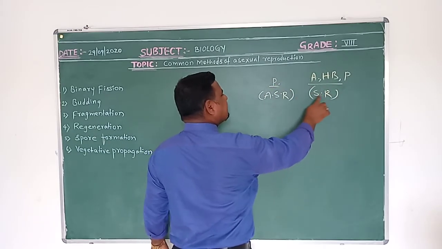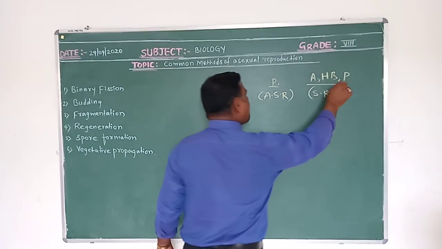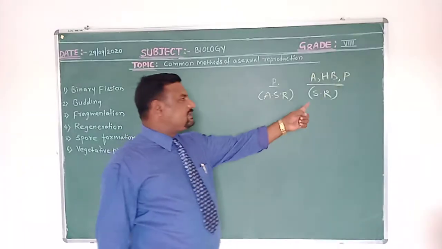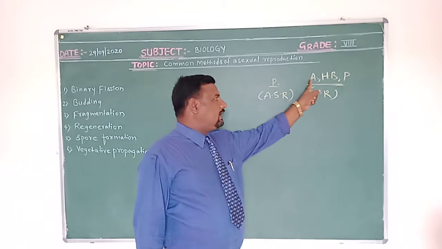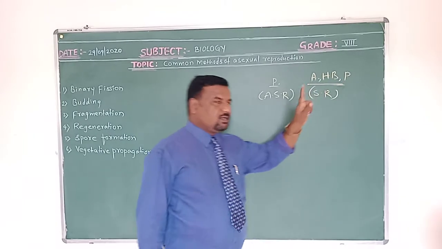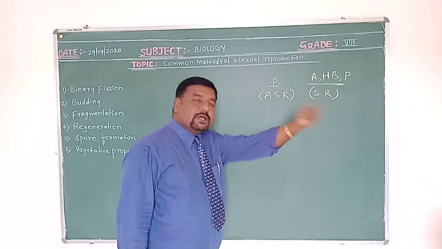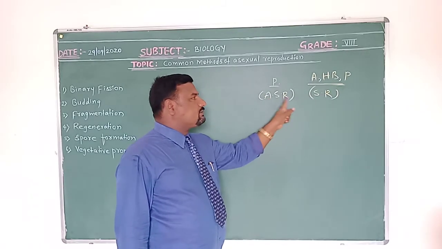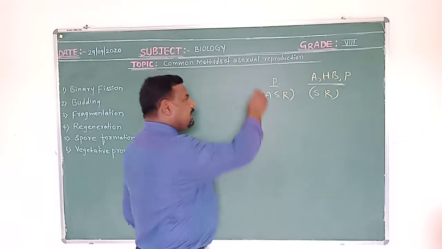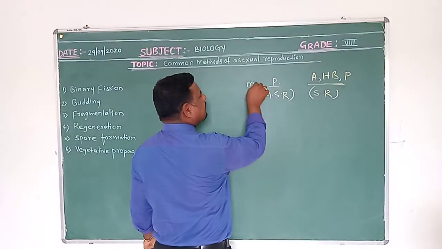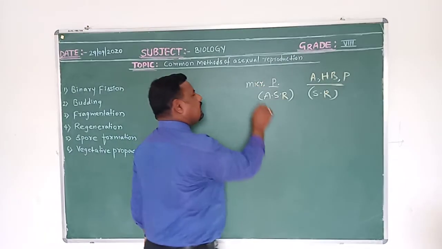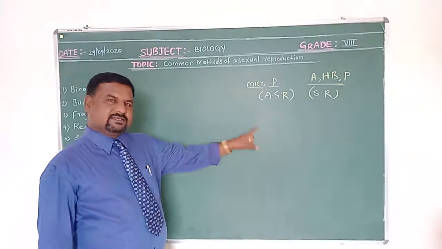Which organisms reproduce by sexual reproduction? Animals, human beings, plants. Which organisms give birth to their new young ones by asexual reproduction? Plants. In addition to plants, microorganisms. So, is it clear now?